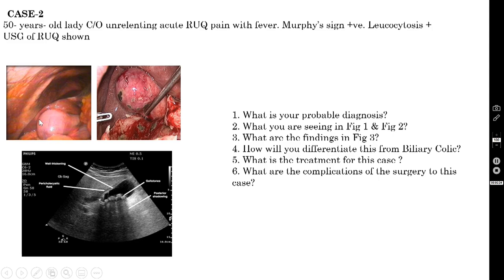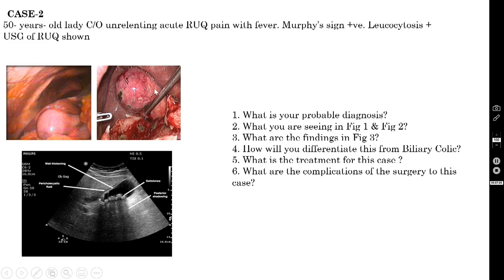But this gallbladder is smooth surface. It is just distended. Whereas in the second picture, not only the gallbladder is distended, you can see some gangrenous patches here and there in the gallbladder wall. So this is already a case of empyema of the gallbladder going for emphysematous cholecystitis.